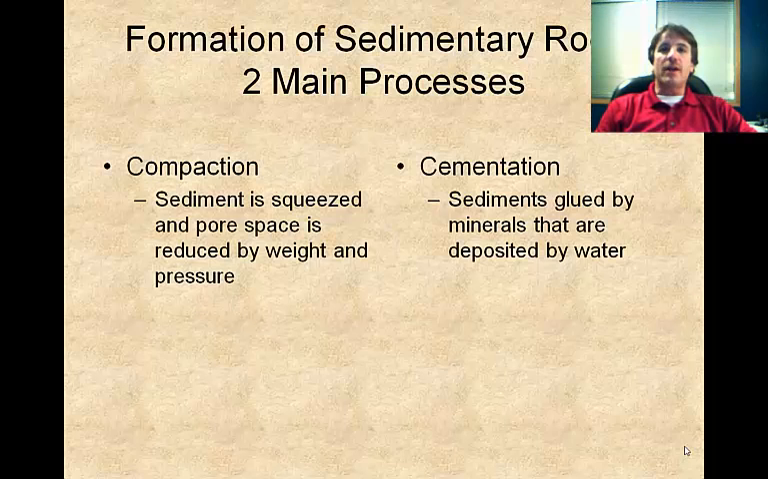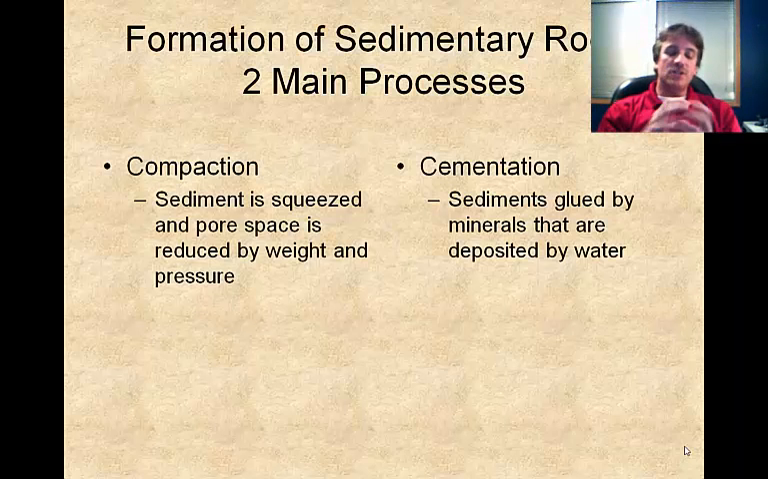Formation of sedimentary rocks, the 2 main processes. We've talked about this a little bit, so let's go a little further. First of all, compaction. That's where your sediments are squeezed and the pore space is reduced by weight and pressure. Going back to the idea of a snowball, you have a pile of snow, you crunch it, crunch it, crunch it. What you're doing is taking out all the space in between those snowflakes and crunching them together, so you're reducing the space with the weight and the pressure that comes with it.